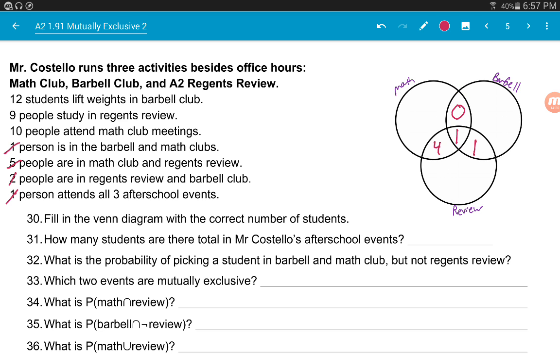So I used that number. 10 people attend math club meetings. I'm going to switch to a different color, getting a little tired of red. Now let's go blue. 10 people attend math club meetings. So here's the math club. There should be 10 people inside this circle. How many are there right now? 1, 4, so it's 5 so far. Supposed to be 10. So 10 minus the 5 that are already present is 5. So it's 5 plus 4 plus 1 is 10. Cool. All right, so I'm good. So I've used that number now.